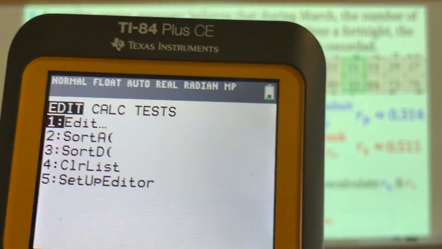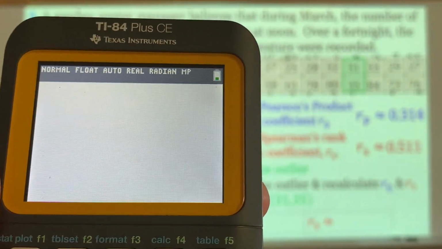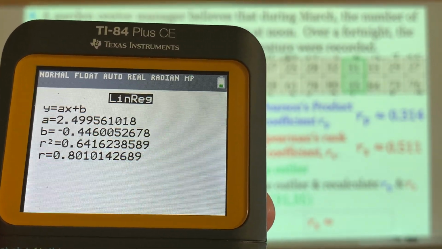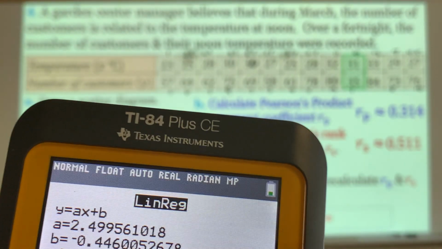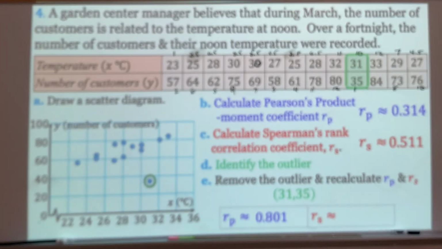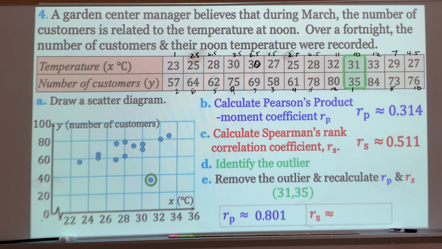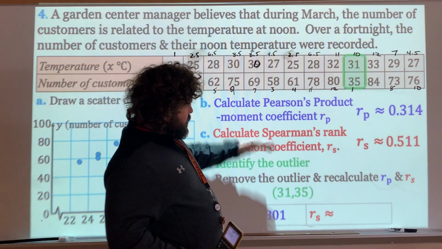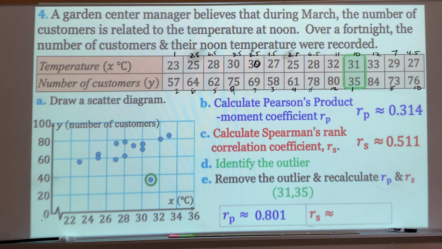So I go stat, calc, then reg, calculate, and I get my RP jumps up to 0.80. Okay, that's pretty good. So now my RP is 0.80. Look how much it jumps up just by taking out the outlier. So I found it before and after the outlier.